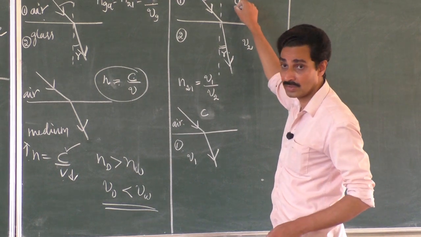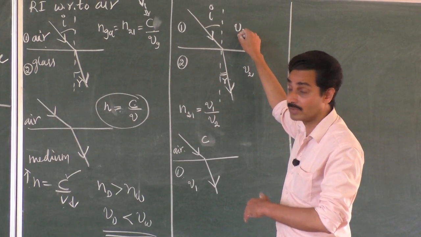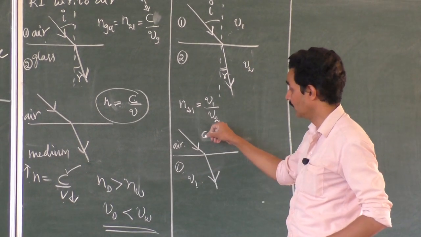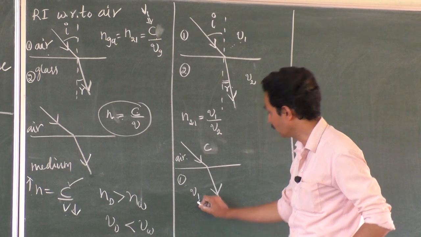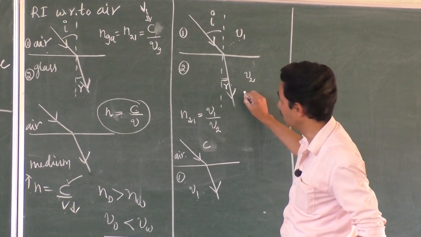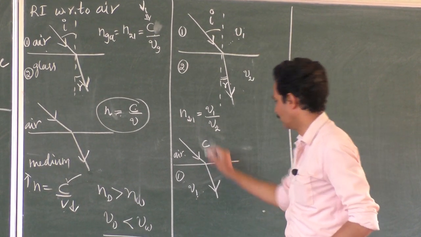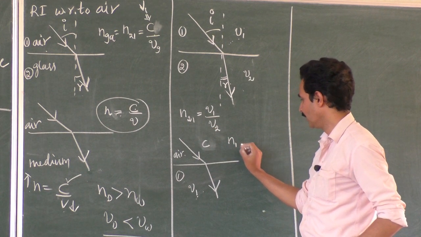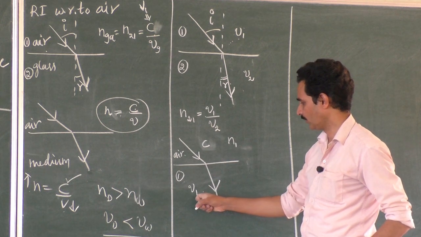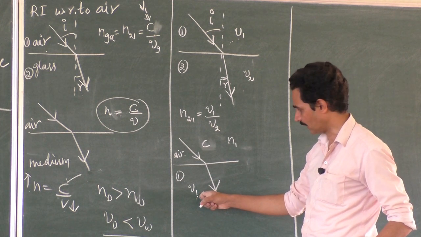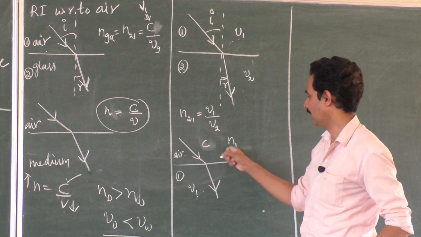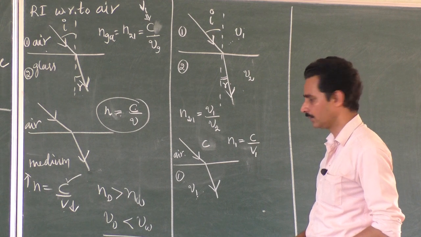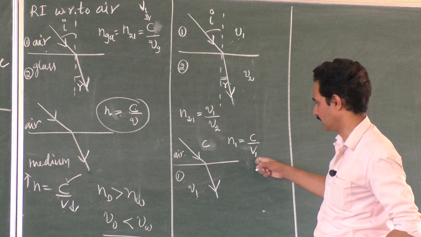It does not depend on the second medium, right? Velocity of light in a medium does not depend on what it is surrounded by. It depends only on this medium. So V1, even though it is surrounded by air here, velocity is V1 only. Even though it is followed by another medium, here it is V1. So C by V1. So what is the refractive index of this medium 1 with respect to air? Refractive index of the medium where light is undergoing refraction with respect to air, N1 is equal to C by V1. Correct? Velocity of light in air to the velocity of light in the medium.